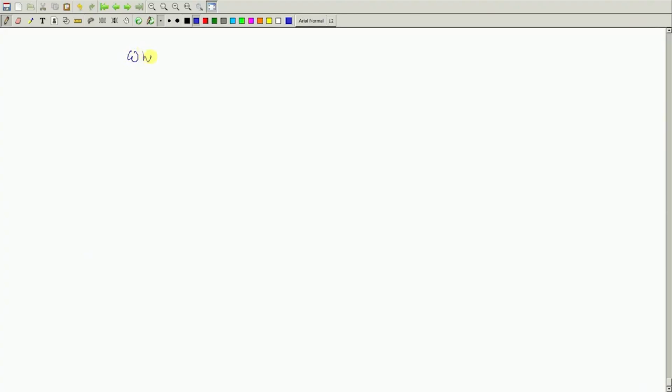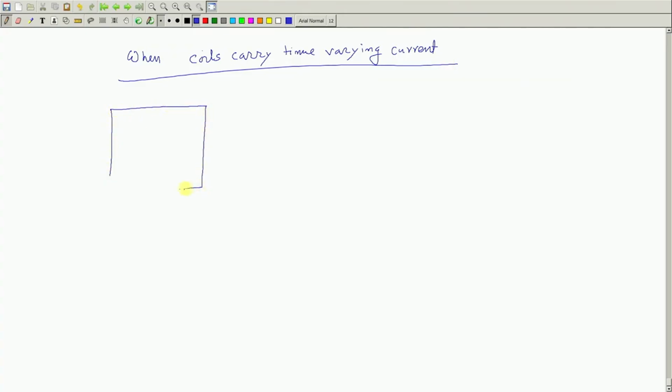When coils carry time varying current. So, consider first that the first coil is carrying current. Okay. So, these are the coils, and this is the second coil, and this has N2 turns and this has N1 turns. Suppose we pass some time varying current I1(t) in the first coil, and I have shown the direction like that.